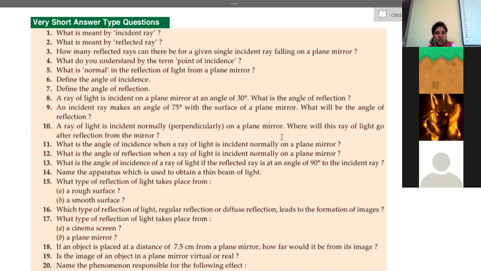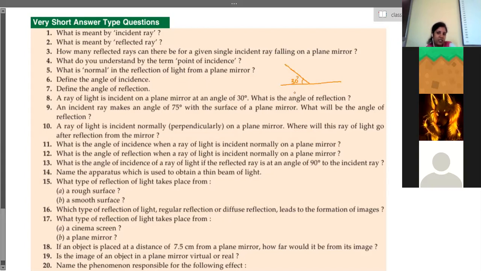If a ray of light is incident on a plane mirror at an angle of 30 degrees, what is the angle of reflection? Ma'am, 30 degrees. No, it is 60 degrees. The incident ray is incident on the plane mirror at an angle of 30 degrees. That means it is making an angle of 30 degrees with the mirror. So here the incident ray strikes the surface making an angle of 30 degrees.